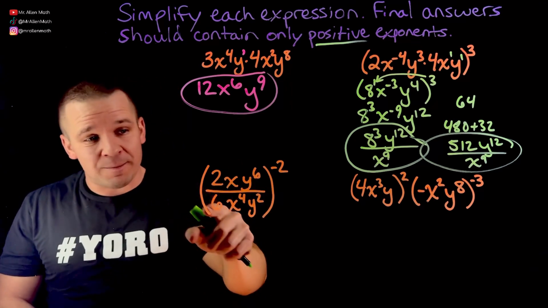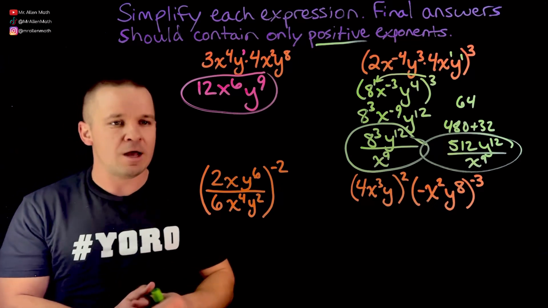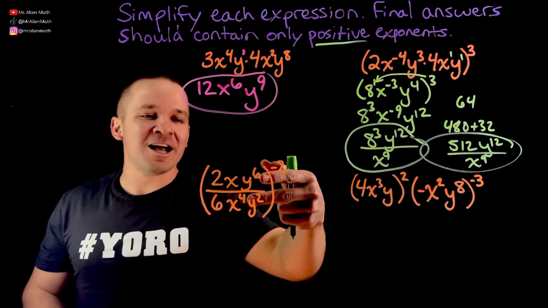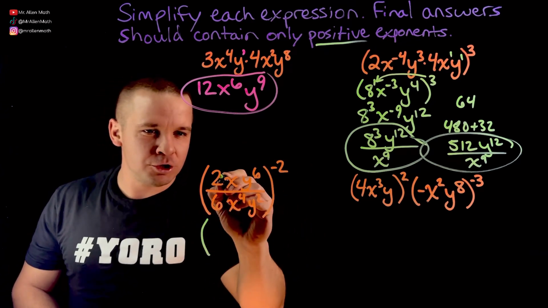So here, I've got myself a little fraction going on. I got a negative exponent. Here's what I like to do. You guys can probably hear that now, can't you? I like to clean up my inside first. So I'm going to do that. So I'm going to have 2 over 6.